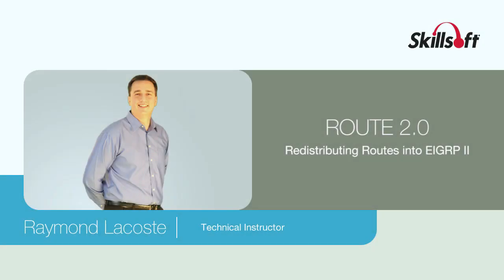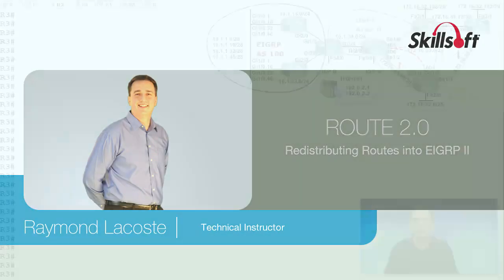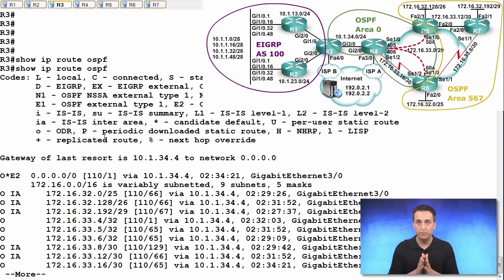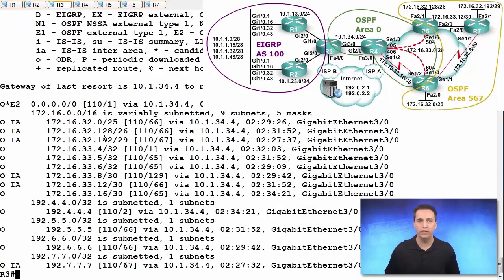So let's take a look at an example now of configuring redistribution from OSPF into EIGRP. I'm going to enter the command show IP route OSPF. We want to make sure that R3, which is our boundary router, sees the OSPF routes. And in this case, it does.